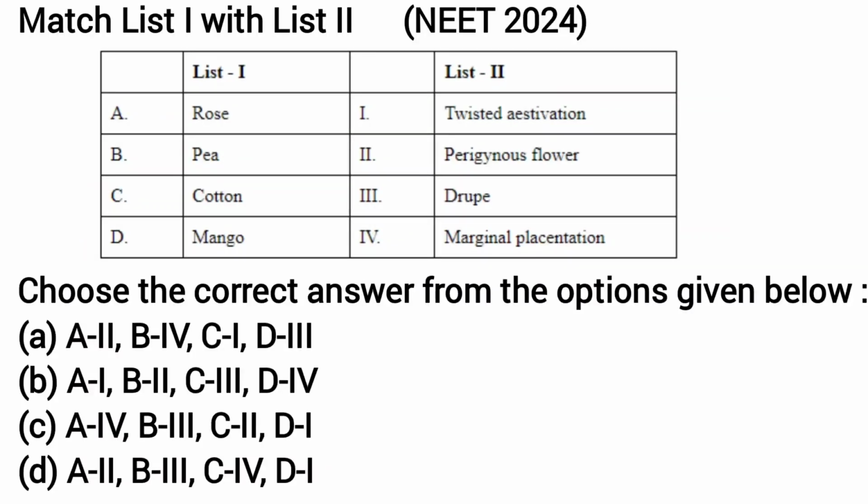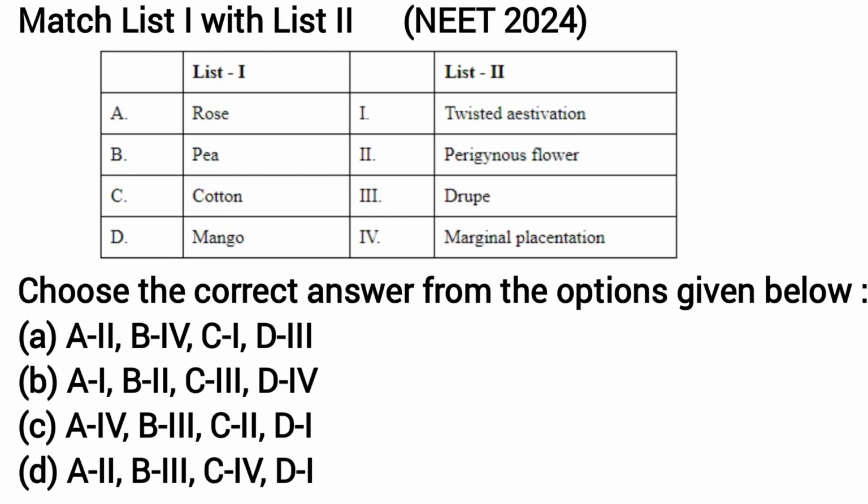We'll move on to the next question, that is match list 1 with list 2. In list 1, different examples are given, and in list 2, different conditions like estivation, placentation and all are given. You have to match that. So in list 1, A, that is rose. Rose matches with the perigynous condition, because you know that rose has a half inferior ovary, that's why it matches with the perigynous condition. So A2, and it is given in option A and option D. So easily you can rule out options B and C.